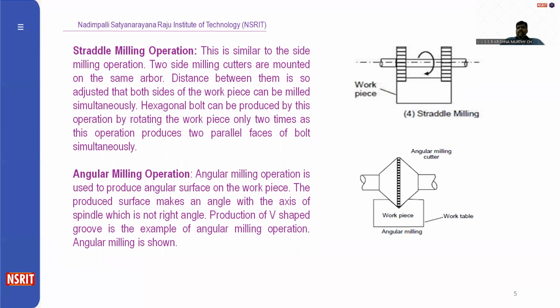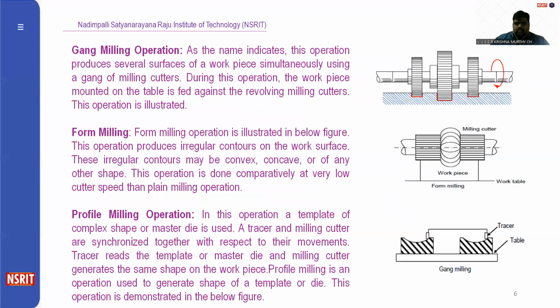And the next is angular milling. This angular milling operation is used to produce angular surfaces on the workpiece. The produced surface makes an angle to the axis of the spindle, not a right angle position. And next, the gang milling operation. The name itself indicates gang: several surfaces of the workpiece can be manufactured simultaneously by using gang milling cutters.